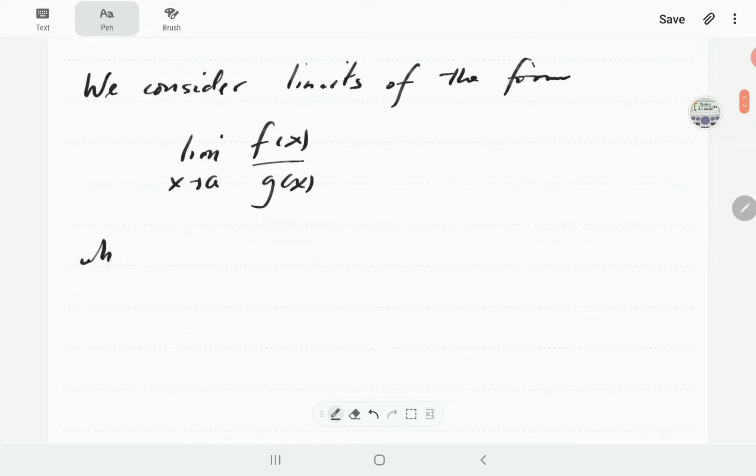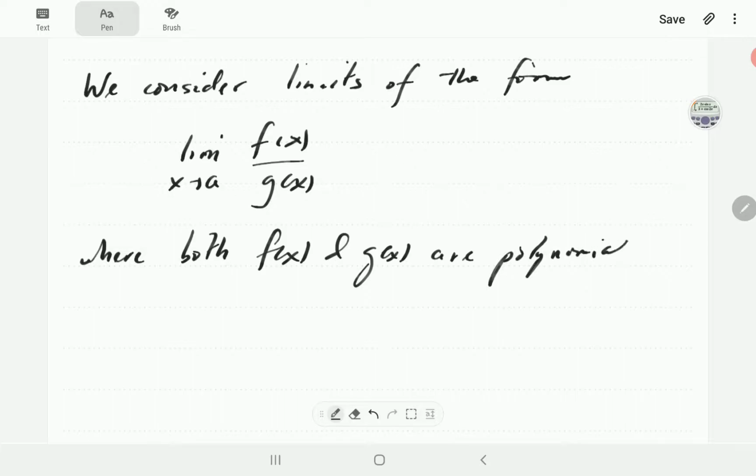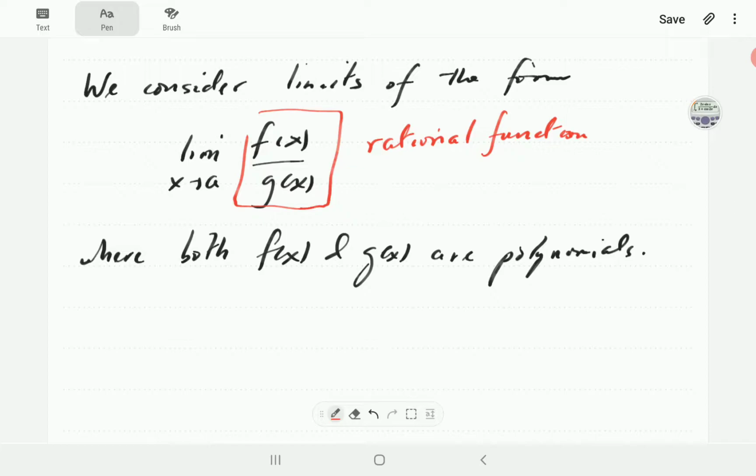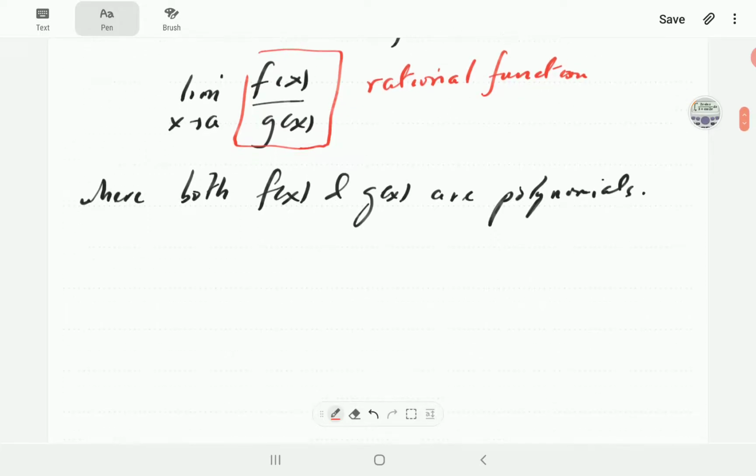Now, this is going to be the case where both f of x and g of x are polynomials. Recall that if both f and g are polynomials, then f over g is called a rational function, just like a rational number is a fraction of two integers. A rational expression is a fraction of two polynomials.